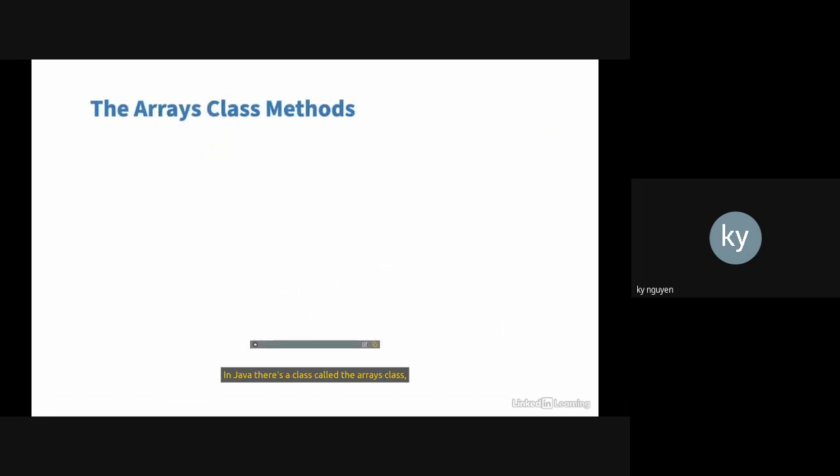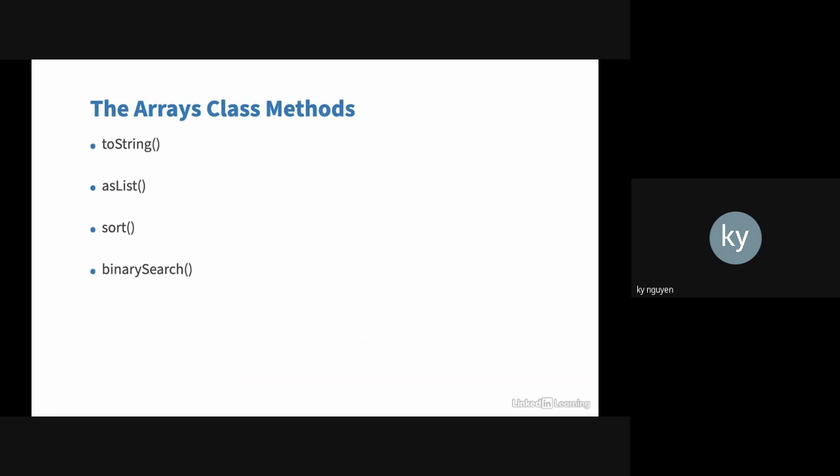In Java, there's a class called the Arrays class, which provides some utility methods that can be performed on arrays. This class can be used to do things like turn the array into a human-readable string with a toString method, or turning a list into an array, and also for searching and sorting arrays with the sort and binarySearch methods. Arrays are best learned from seeing some examples, so let's have a look at some code.